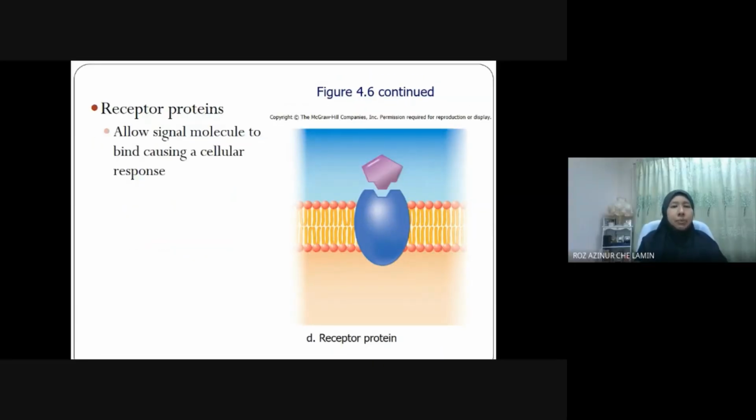Next is the receptor protein, which allows a signal molecule to bind, causing a cellular response. Okay, this is an example of the receptor protein, which has a specific structure that can bind to another structure.